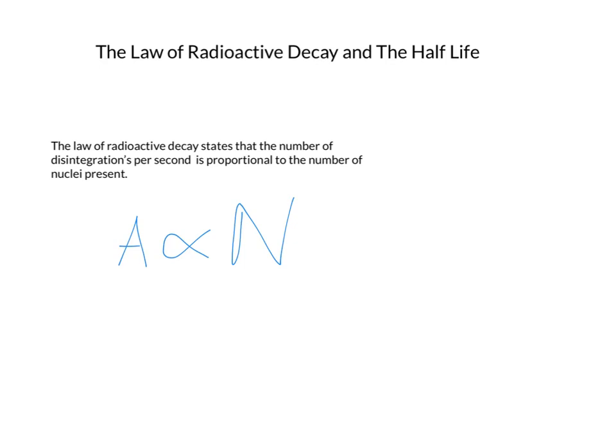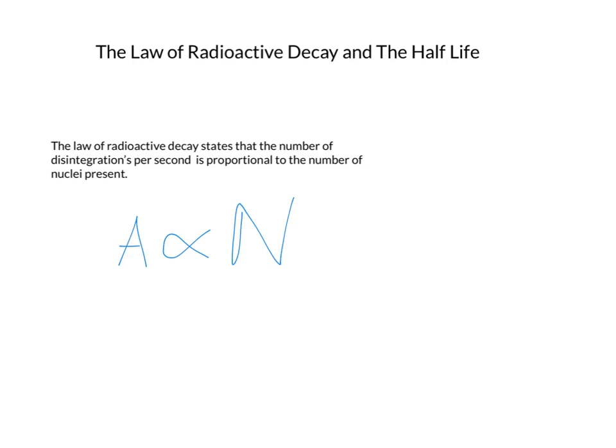If we wanted to express this mathematically, we could do it like this. A is proportional to N, where A is the number of disintegrations per second and N is the number of nuclei present in the sample. So it's proportional because if you double the number of nuclei, the number of disintegrations per second will double as well.